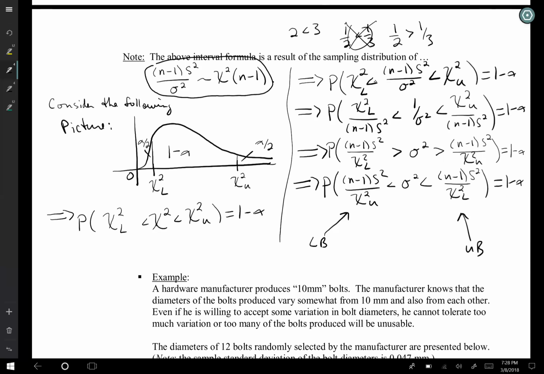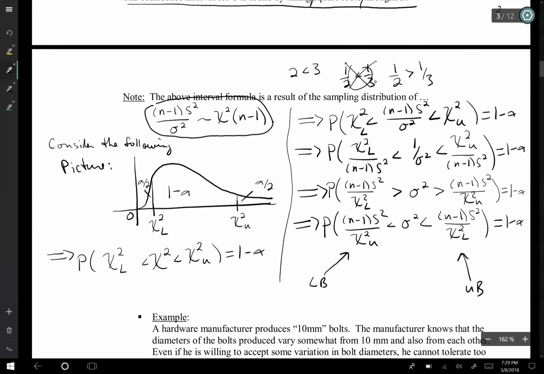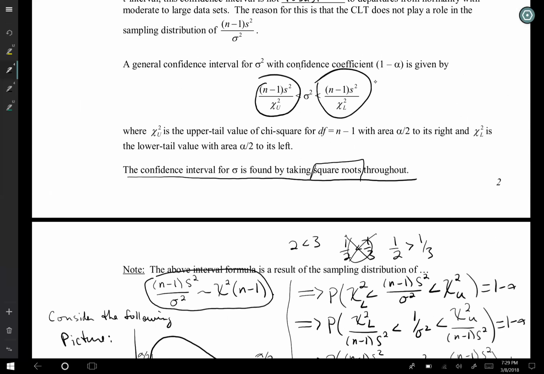So the big takeaway would be, if you want to work through this derivation, you certainly can. It requires some algebra in there. But I'm really more concerned with y'all knowing this formula here. I'm going to give it to you on the midterm, or the second exam. Knowing that formula, knowing how to use it, and then knowing how to interpret the results, that's the competency.